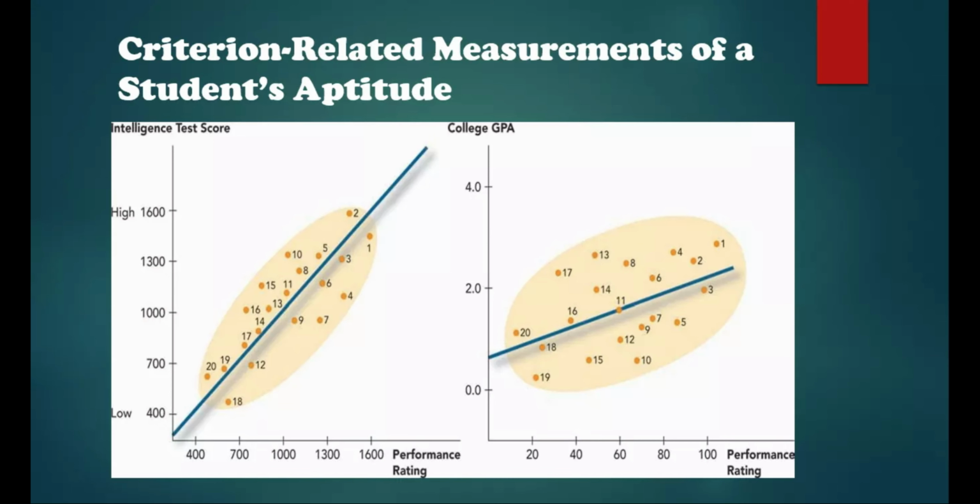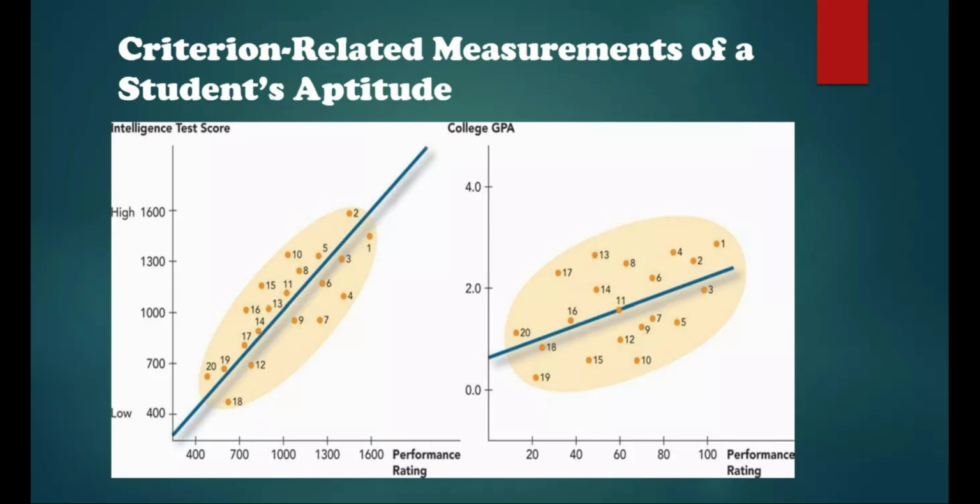Criterion-related measurements of student aptitude. The graph shows the intelligence score and its correlation with job performance of candidates on the left side, and on the right side their college GPA, or grade point average, from when they were still in college. We will see on the left side that the points for the 20 sales reps fall near the 45 degree line. The correlation coefficient is near 0.90. For a perfect 1.0, all the points will be on the 45 degree line.